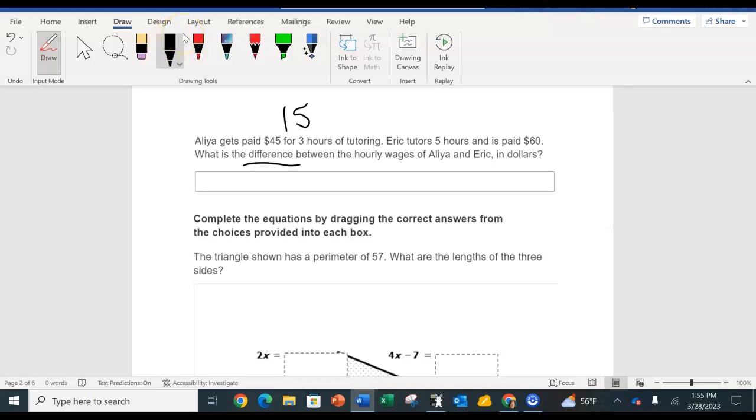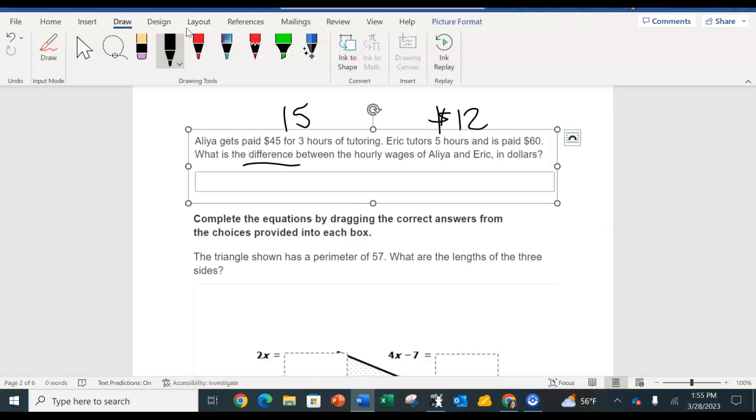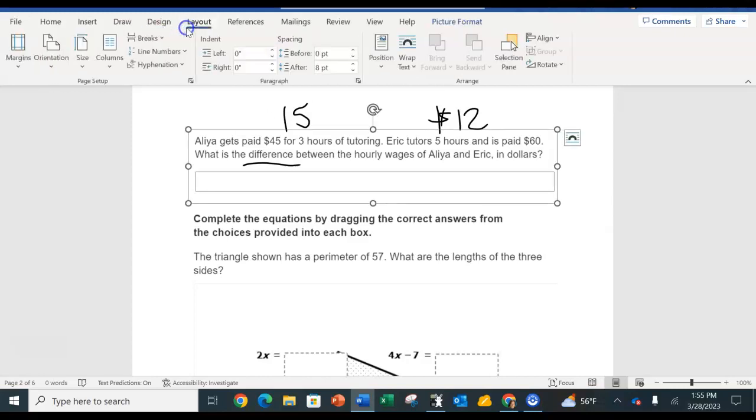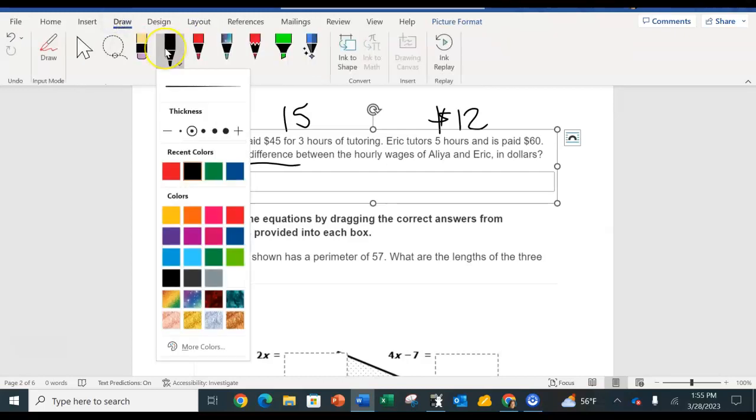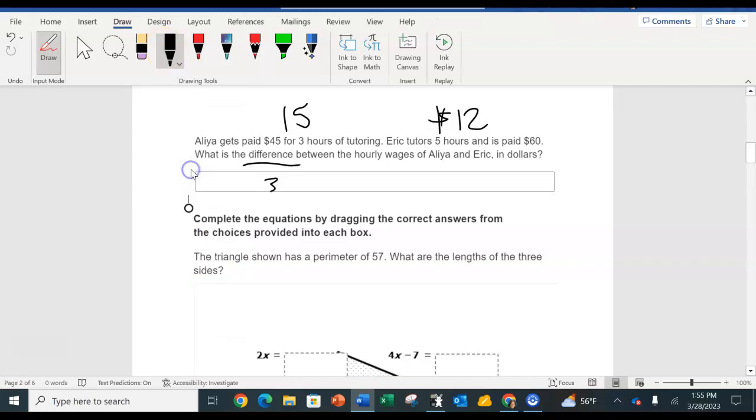Eric gets paid $60 for 5 hours. 60 divided by 5 is 12. And what is the difference? The difference from 15 to 12 is $3. So for some reason it's not letting me write here, but $3 is the answer.